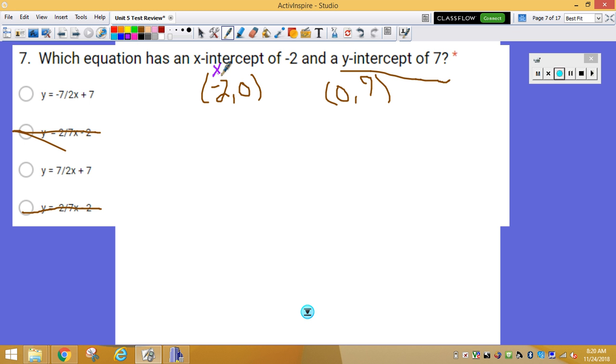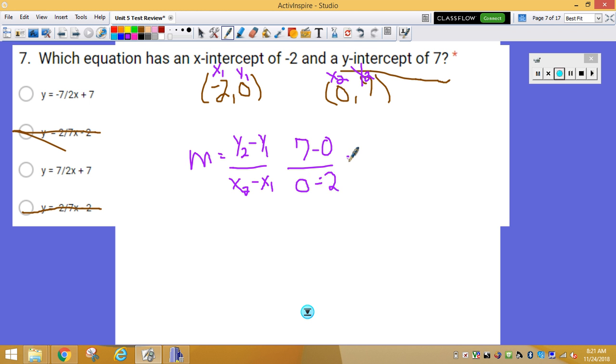And we're going to label them x1, y1, x2, y2, and we need to find the slope, which is y2 minus y1 over x2 minus x1. y2 is 7, y1 is 0, x2 is 0, x1 is -2. 7 minus 0 is 7, 0 minus -2 is 2. So my slope is 7 over 2. So it's got to be C.